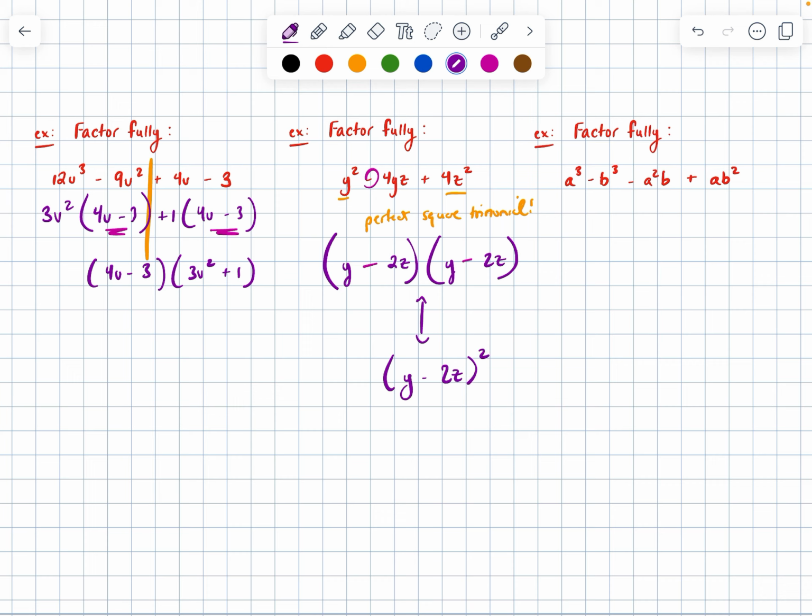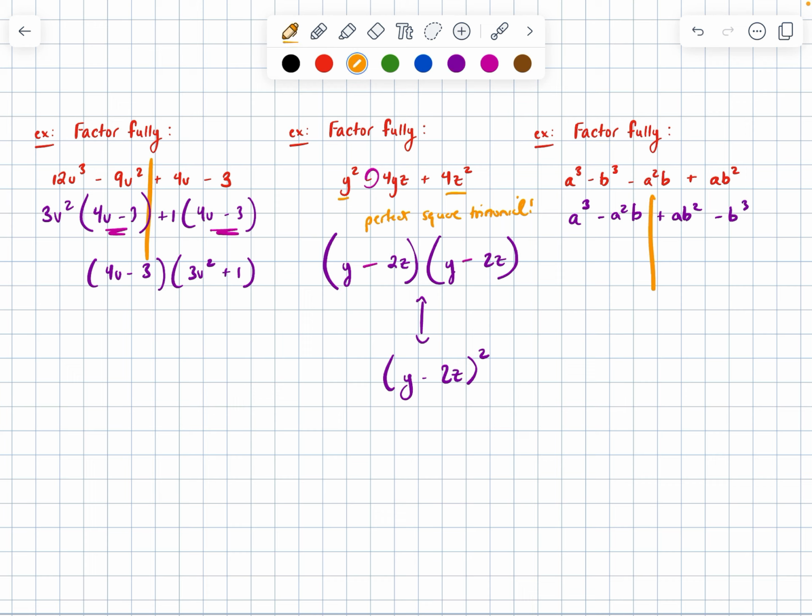Last but not least, a cubed minus b cubed minus a squared b plus ab squared. Well, I'm going to look at this. A cubed and b cubed, they don't have anything in common. To make my factoring by grouping possible, let me rewrite this in standard form. So I'm going to leave my a cubed at the front. And then the next highest power of a here is going to be my negative a squared b. My plus ab squared would come next, and my negative b cubed at the back.